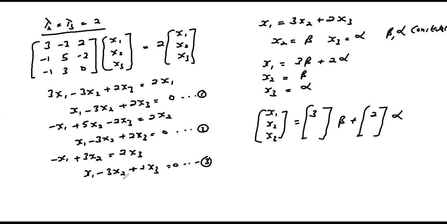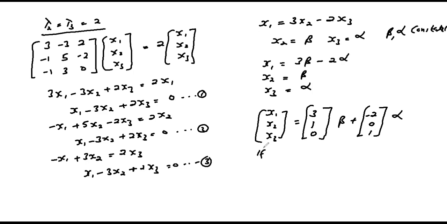Notice when you make x1 the subject of the formula, x3 will be negative. Sorry for that, so this is supposed to be negative, and therefore this is negative. Then x2 is beta, that is 1 for beta and 0 for alpha. x3 is alpha, which is 0 for beta and 1 for alpha.